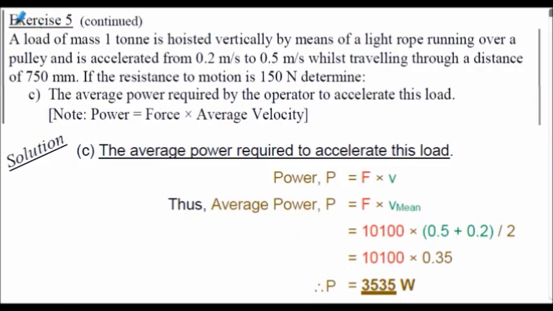And finally, exercise 5, part C, solution. This time we're asked to calculate the average power required. Just note that average power is equal to the force multiplied by average velocity. I'll let you review this solution at your own pace. It's identical to that in the previous presentation, but just be careful on calculating the average or the mean velocity as shown here.